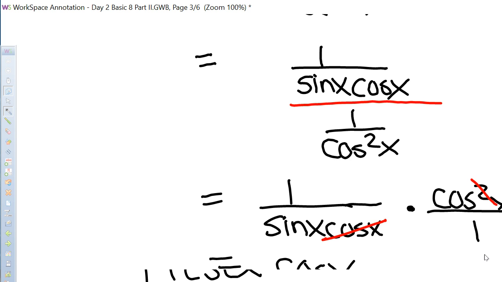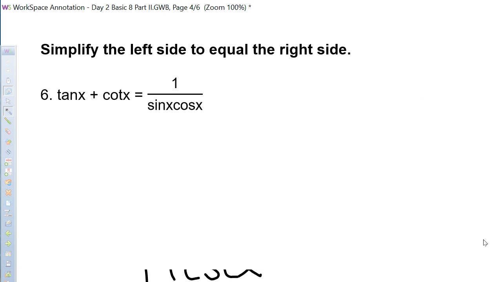Okay, next section. Now it's changed on us. It says simplify the left side to equal the right side. Now, if you're trying to check your answers with the Photo Math app, it will lead you astray because it will do operations to both sides of the equal sign. But is that what the instructions say here? No, it says to simplify the left side. So the only side you should be doing operations with would be the left side. So just recopy the left side. We have tangent of x plus cotangent of x.